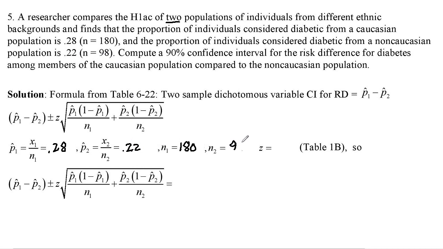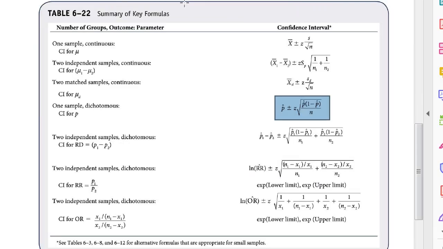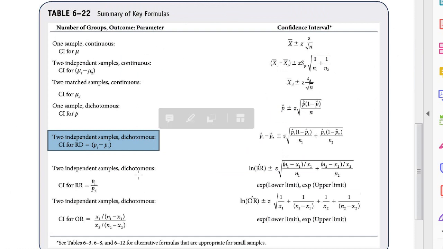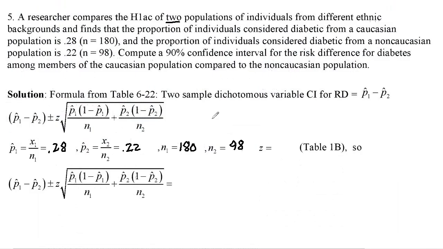N2 is 98. Now to get our formula here, go back here to our table 622. So now we have two samples and dichotomous outcome, success, failure. That's this one right here. Or no, I'm sorry, that's confidence interval for the risk reduction. So let's see here. No, that's what we want. Risk difference. I'm sorry. We go back to the problem here.